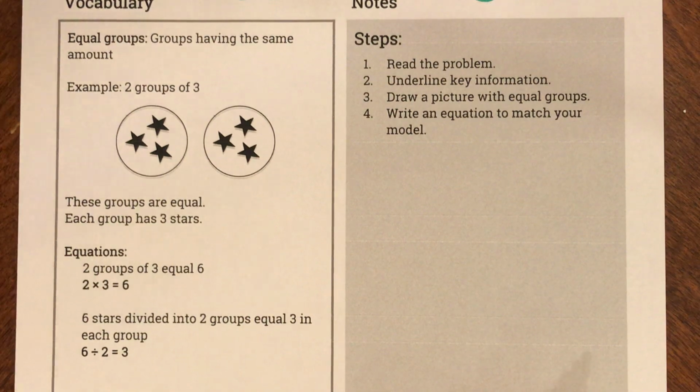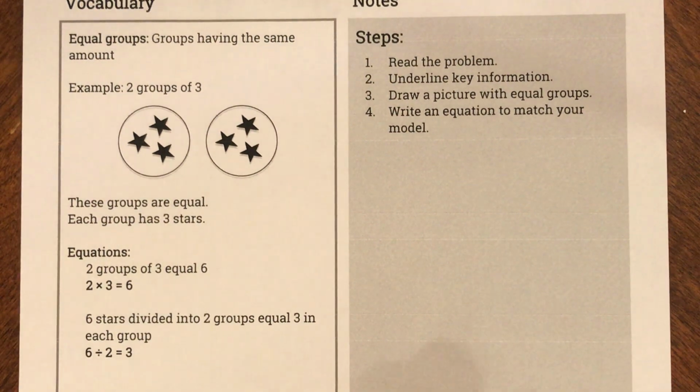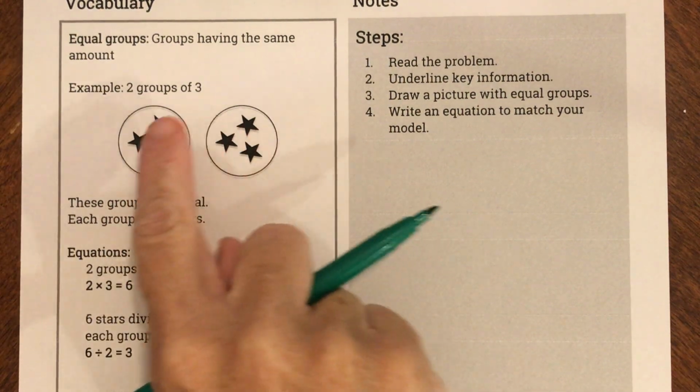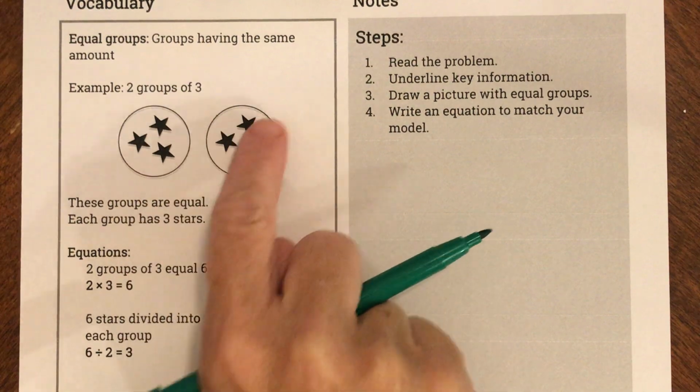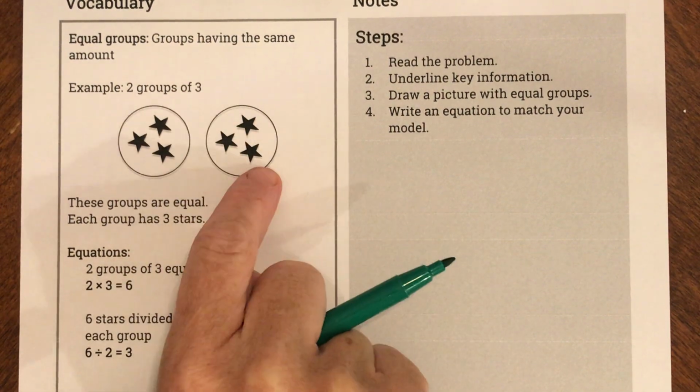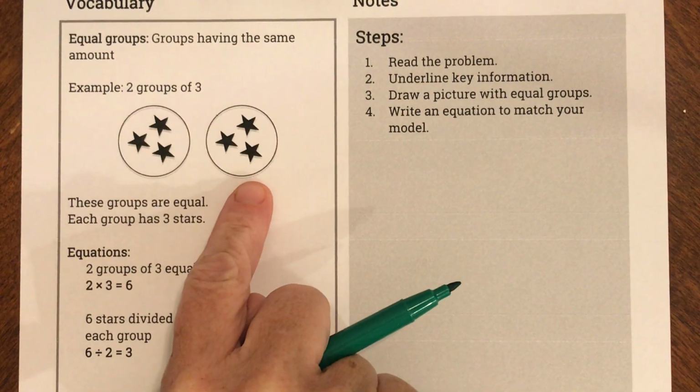Okay, so let's look at our vocabulary. Our first word is equal groups. It says groups having the same amount. An example is here: I have two groups. The groups are my circles, and each group has 3 stars. So it says 2 groups of 3 and they're equal.